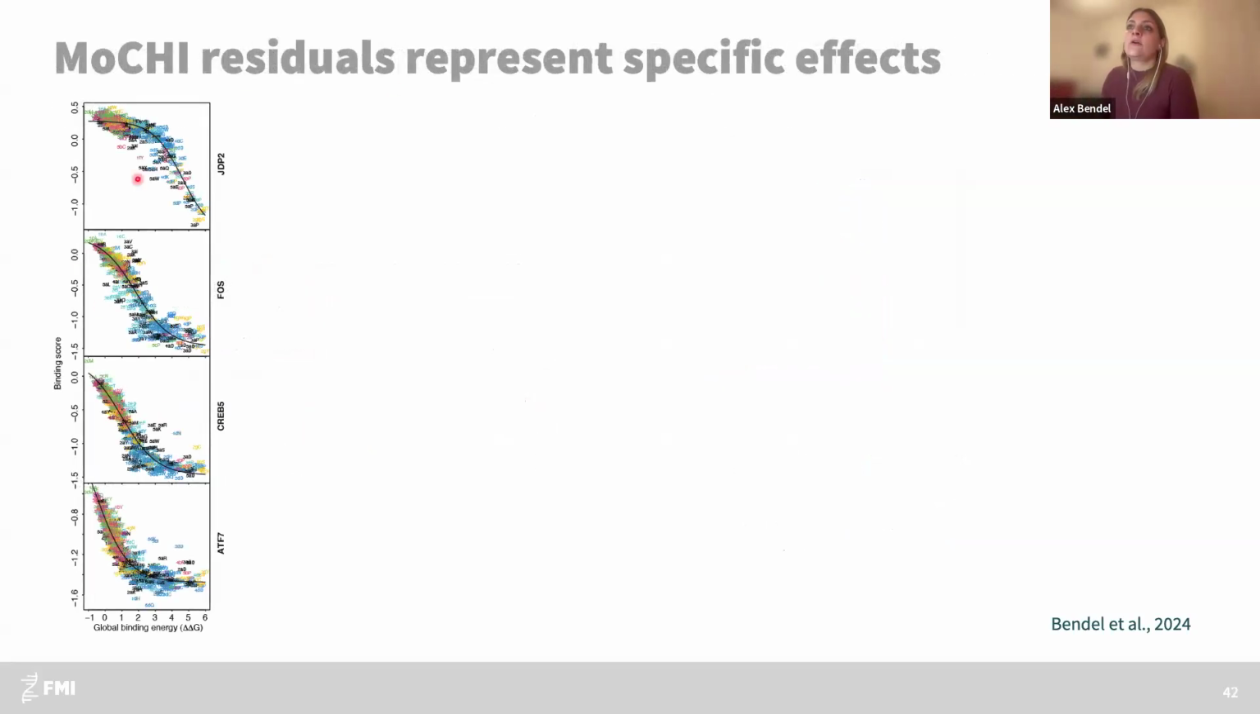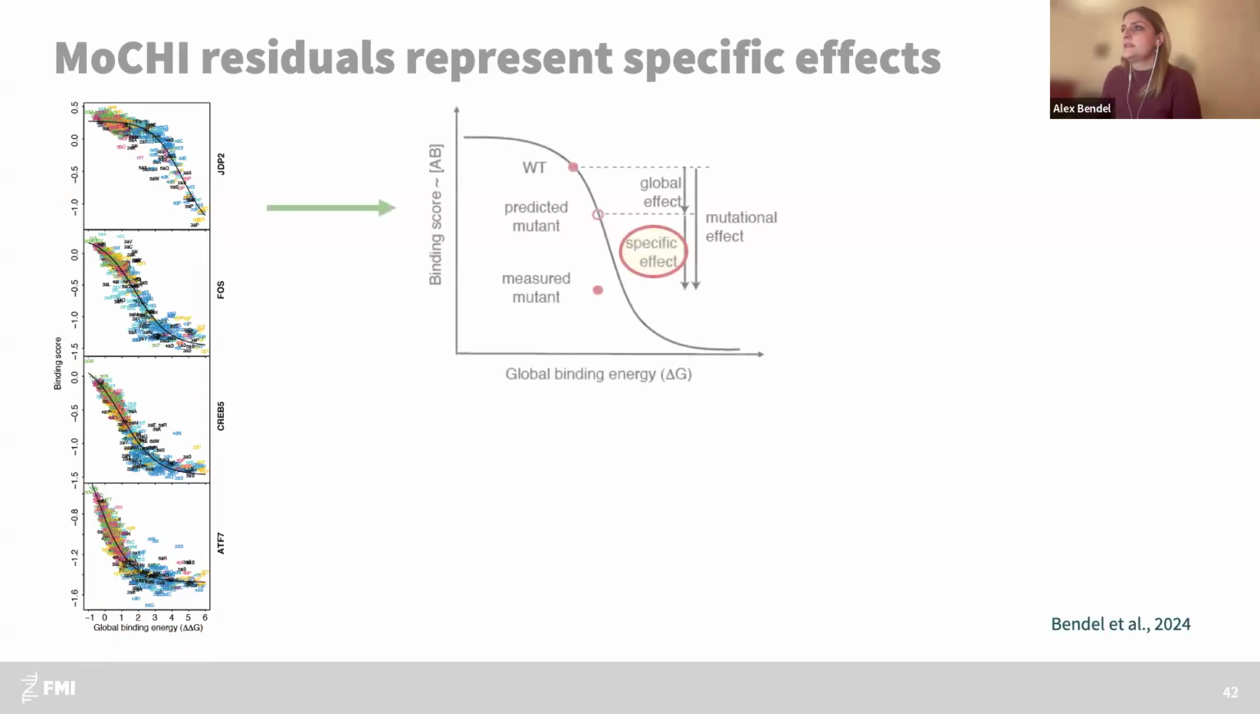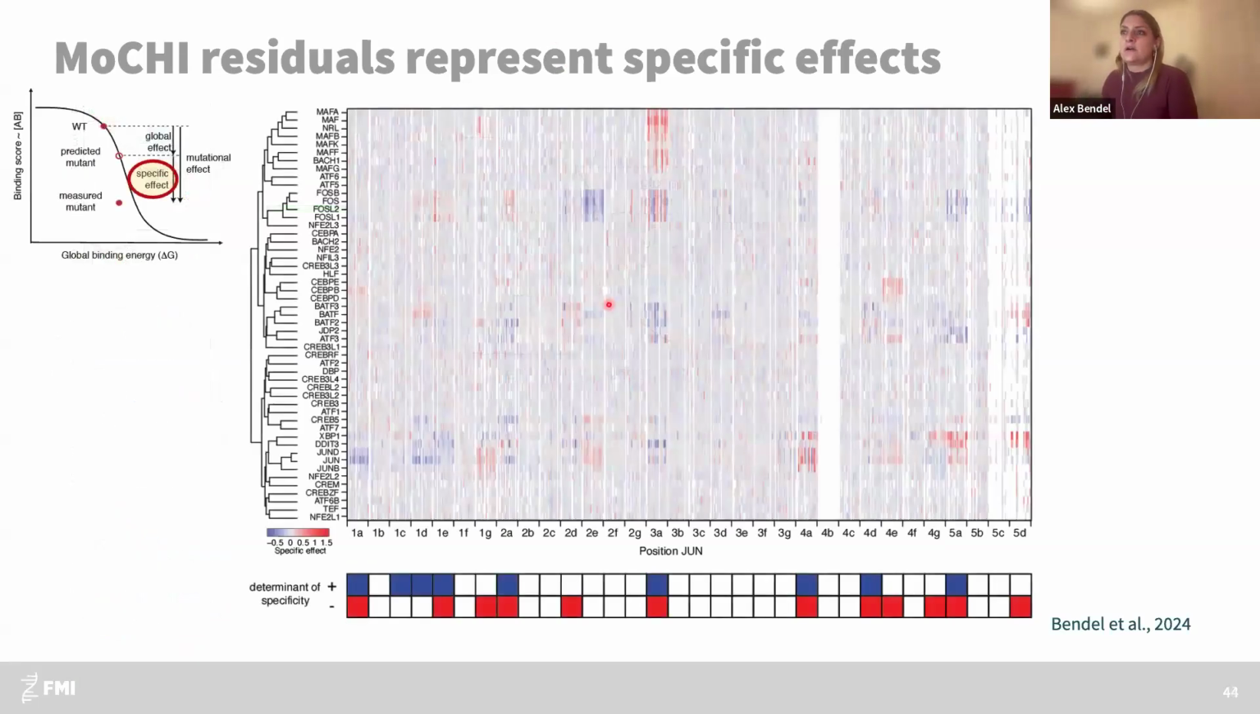In addition, I already also mentioned these specific effects, and these are residuals that fall off this MOCHI curve, this trend between delta delta Gs and binding scores. So basically, if the measured mutant and the predicted mutant are not the same, we have a residual, and this is what we call the specific effect, something that we only observe between JUN and a specific partner and not with all partners. And if we plot our heat map now only with these residuals, with these specific effects, we can actually identify determinants of specificity for JUN.